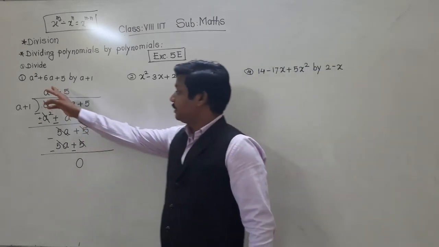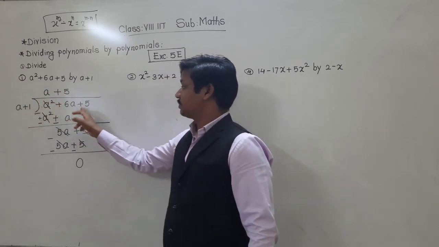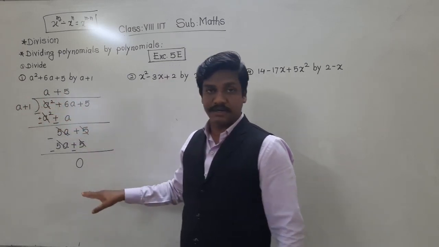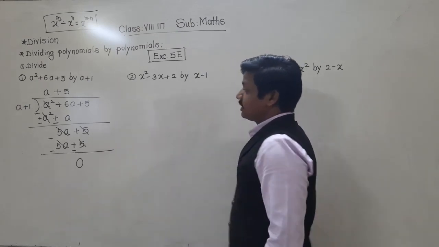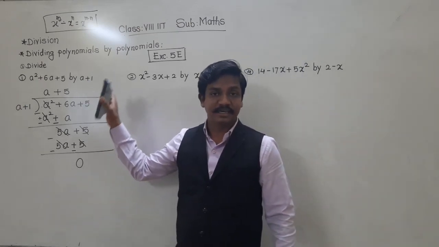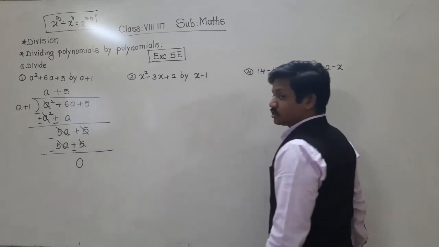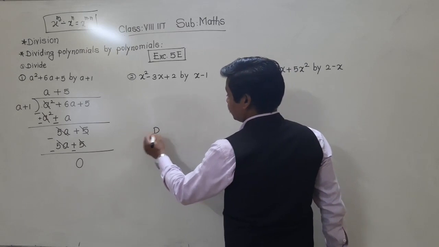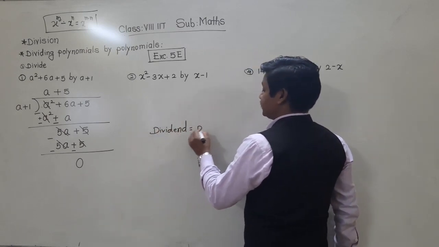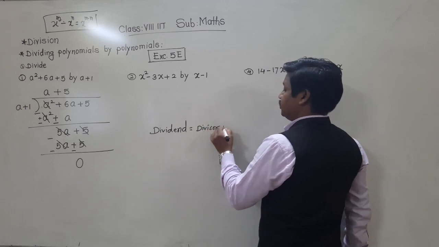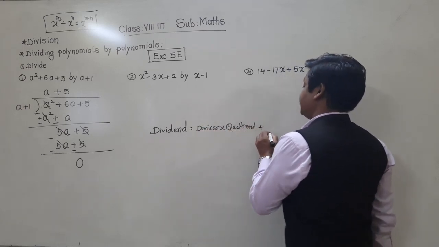Here a plus 5 is the quotient, a plus 1 is the divisor, a square plus 6a plus 5 is the dividend and 0 is the remainder. If you want to verify whether our answer is correct, which formula do we have in division? It is called the division algorithm. Dividend is equal to divisor into quotient plus remainder.